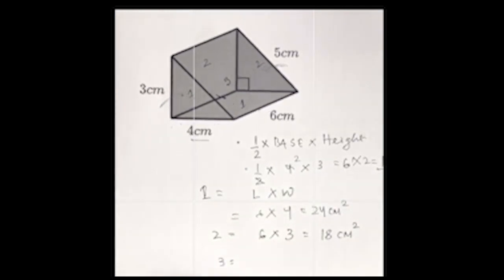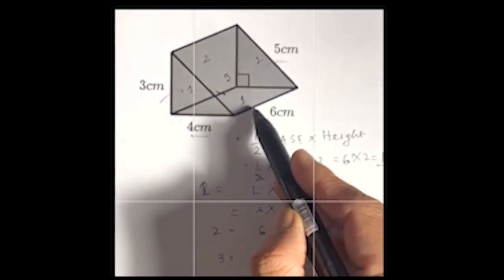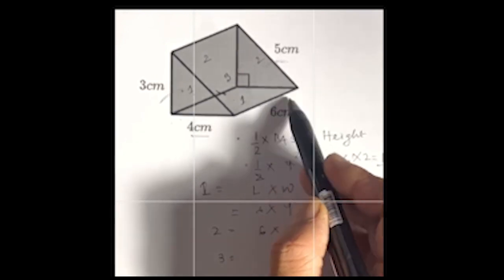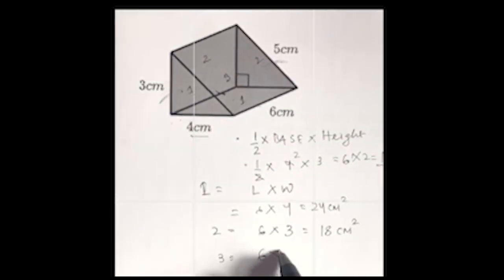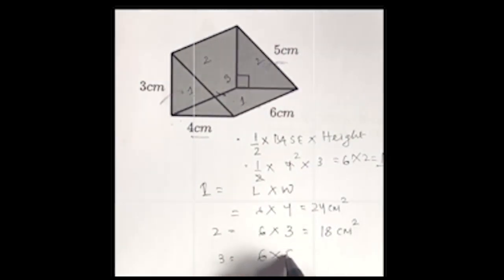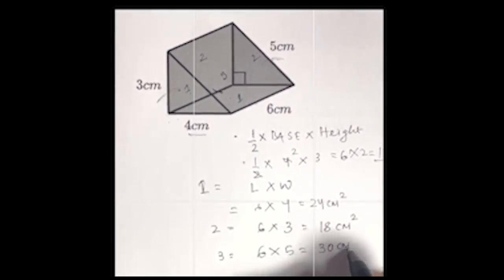Now the third one. The third one is the sloping one. In this sloping one, the length is 6 and the width is 5. So 6 into 5, which is 30 centimeter square.